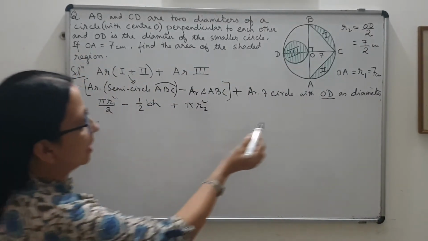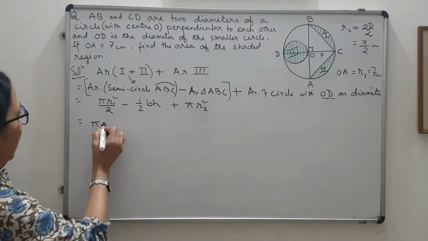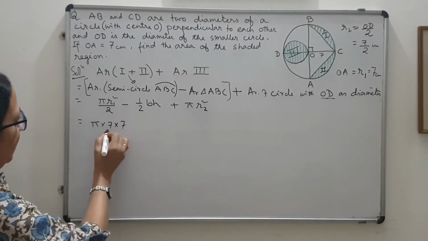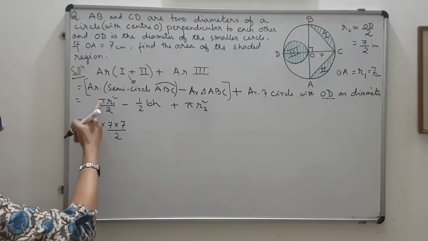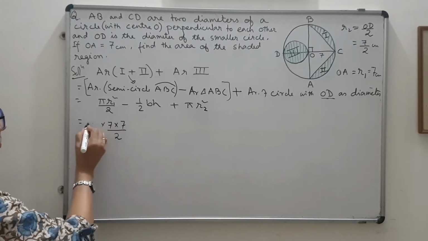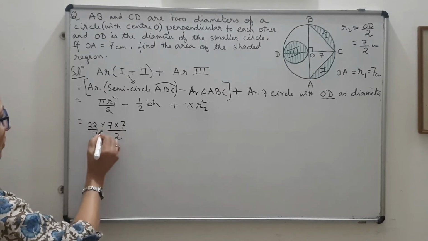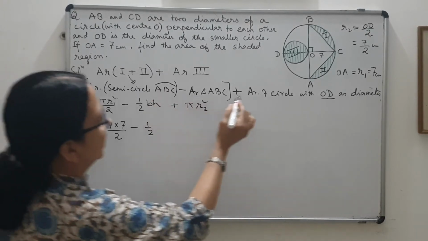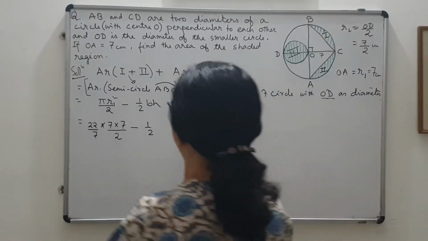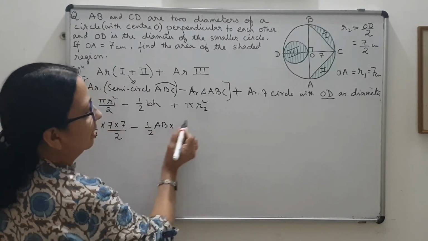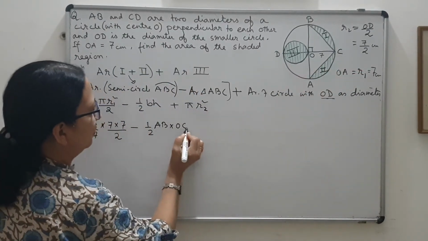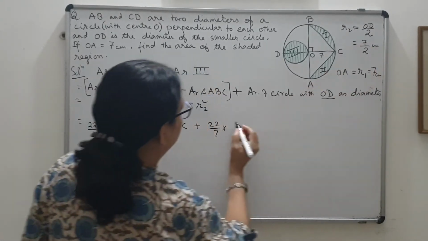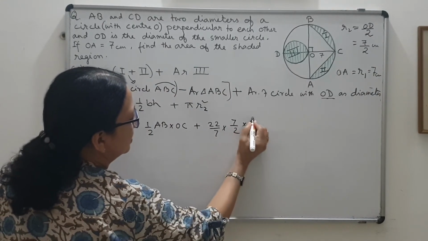Now put the values. What is R1? R1 is 7. So I write 7 into 7, R1 square, so 7 into 7 by 2. And let me put the value of pi as 22 by 7 because 7 is there. Then minus half base into altitude. Base for the triangle ABC I have taken as AB, so the base is AB and the altitude is OC. Let me put the values. Then again here pi is 22 by 7, and R2 is 7 by 2, so for the square I write 7 by 2 times 7 by 2.